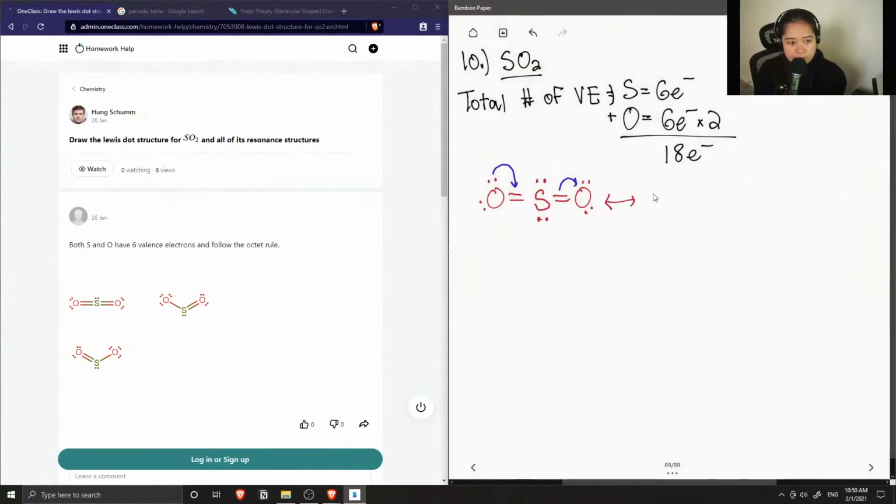So another resonance structure would be a triple bonded oxygen to the sulfur and another single bond to the other oxygen. So this oxygen now has 2 electrons as the lone pair, and this oxygen has 6.